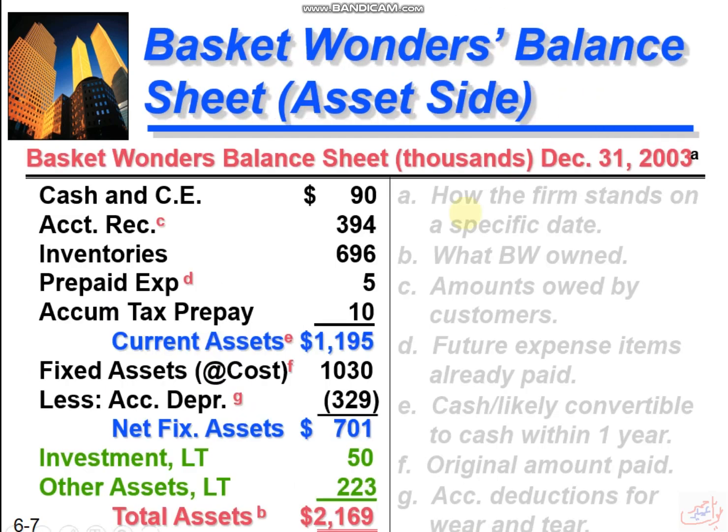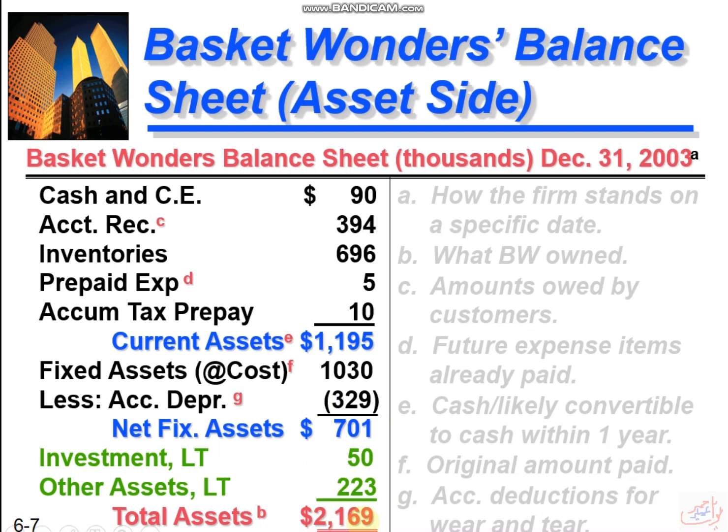Okay, so it's the balance sheet, asset side, of Basket Wonders. As you know, it's on 31st December 2003. All figures are in thousands. So cash and cash equivalents, like bank, checks, etc., are $90,000. Account receivables are $394,000. Then inventories, prepaid expenses, accumulated tax prepay, and at the end you have total current assets, total net fixed assets, and other assets. Okay, so the total assets is 2,169,000.